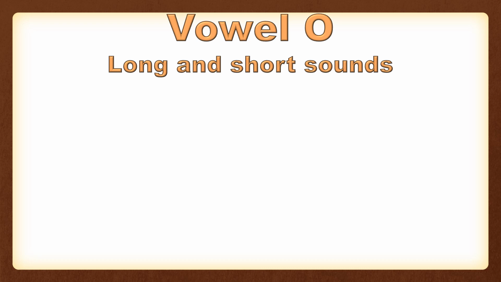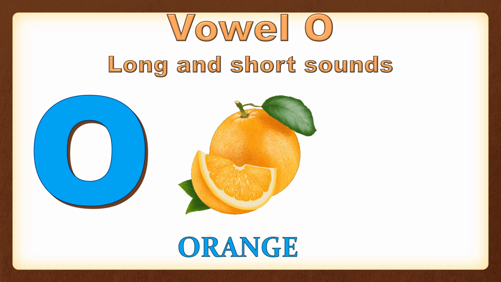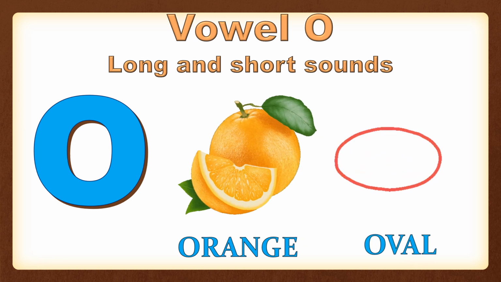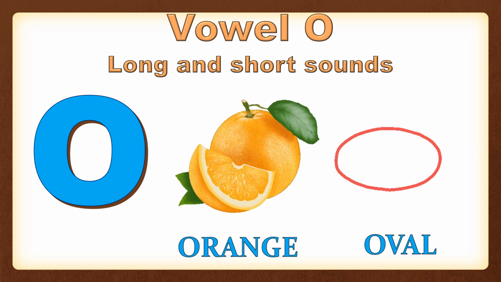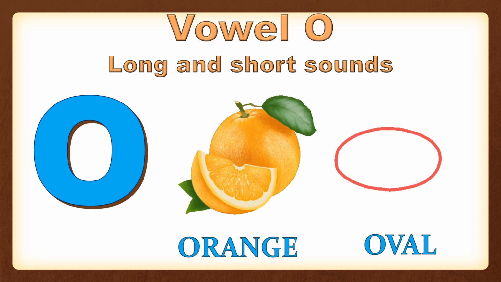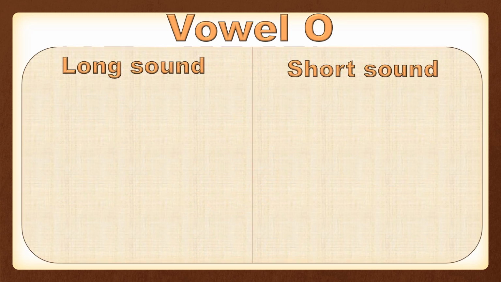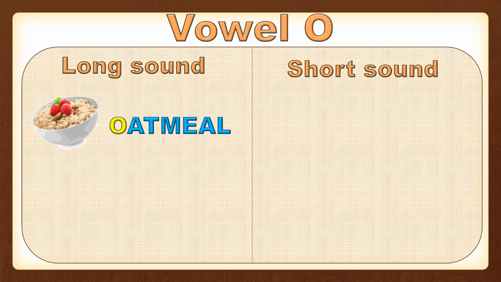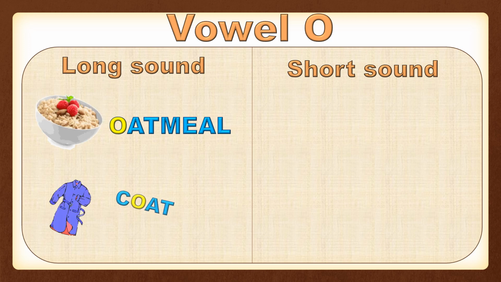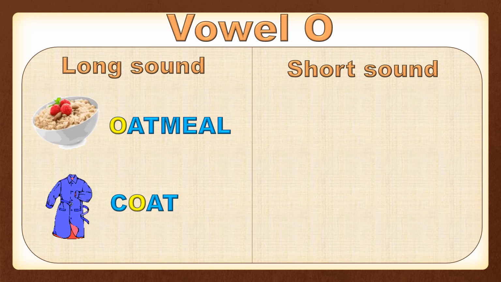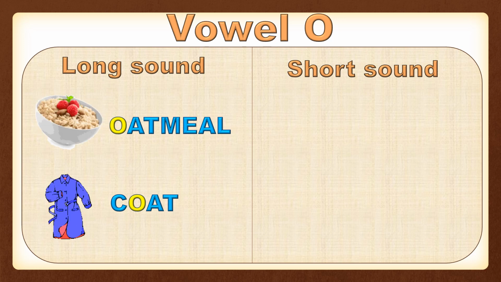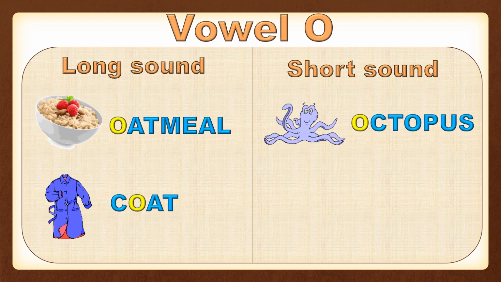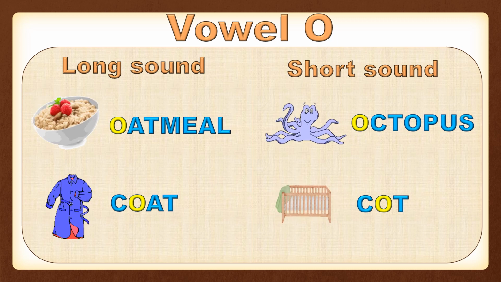Moving to vowel O. Let's see what are long and short sounds of vowel O. O. Orange. O. Oval. So the long sound is O, oval. And the short sound is O, orange. Now we will see more examples of long and short sounds of vowel O. Examples of long sound of vowel O are oatmeal. Coat. Let's see some short sound examples. Octopus. Cod.